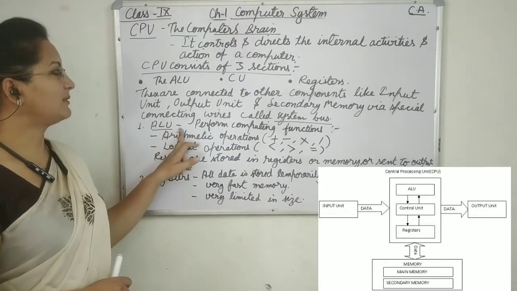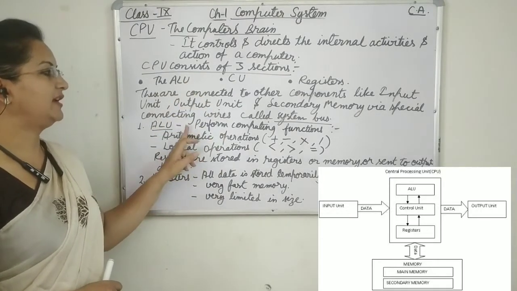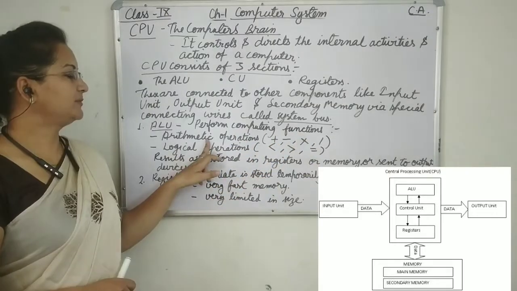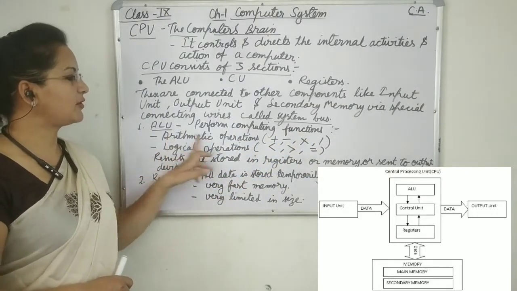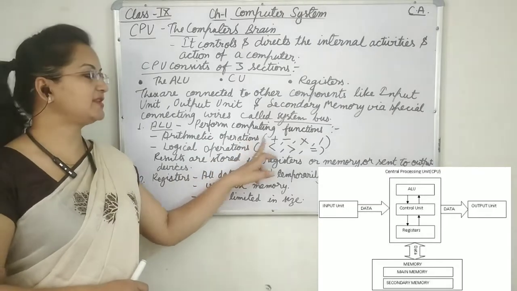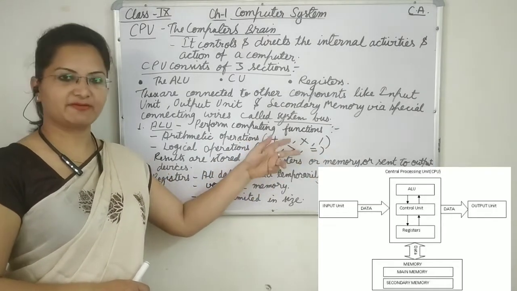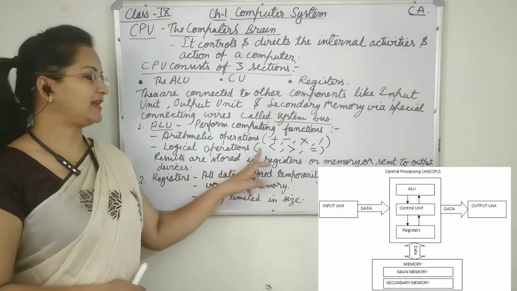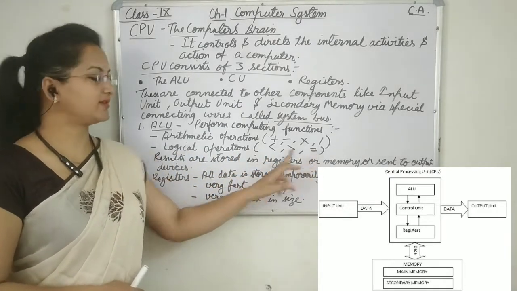Now we will discuss the ALU first of all. So the ALU performs the following computing functions on numbers. First of all, arithmetic operations. Arithmetic operations means plus, minus, multiply, divide, as we discussed earlier. Then it also performs logical operations like less than, greater than, equal to, etc.